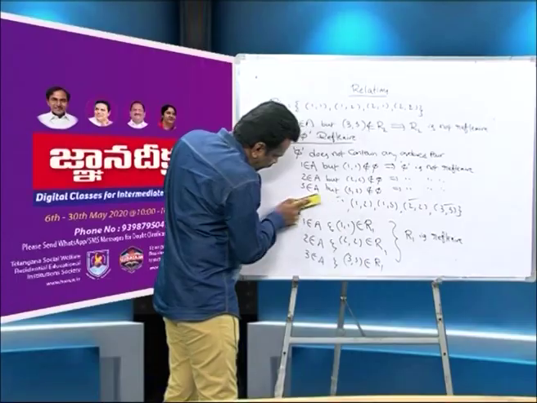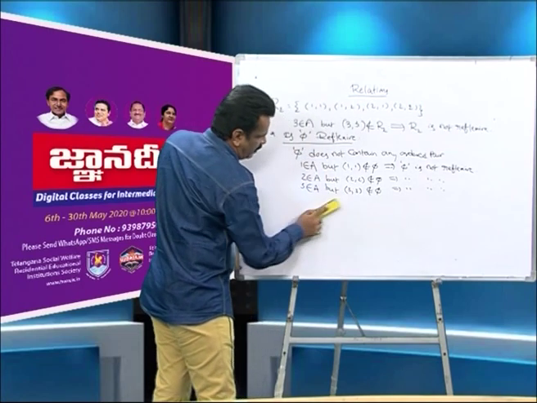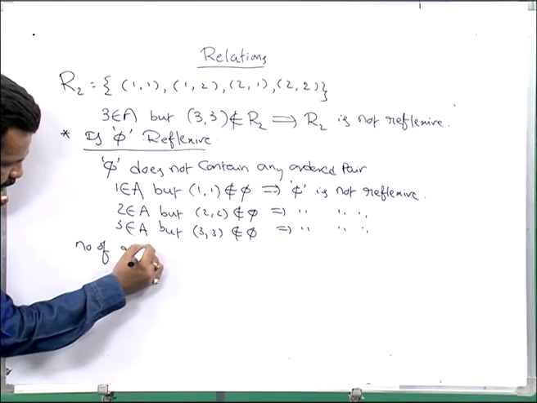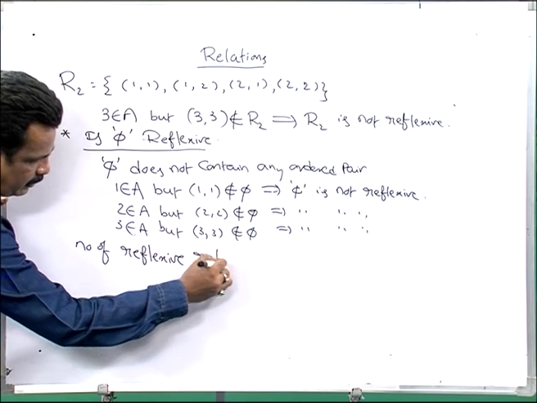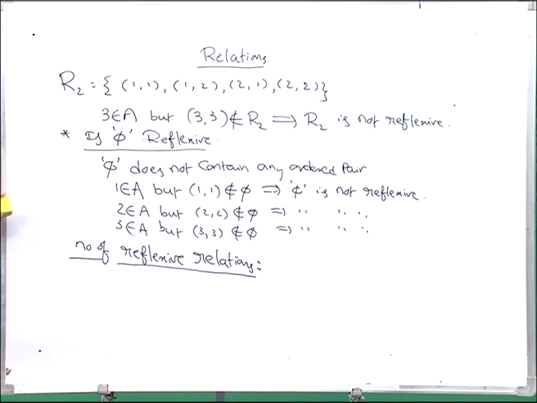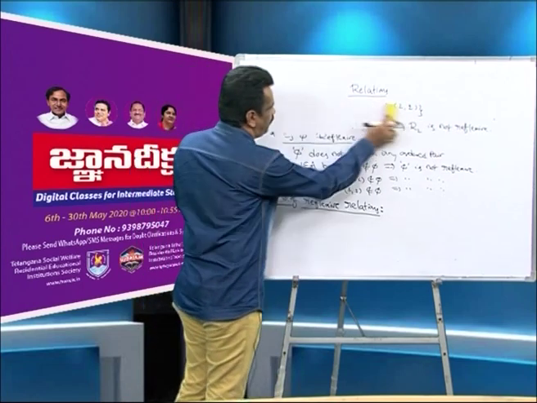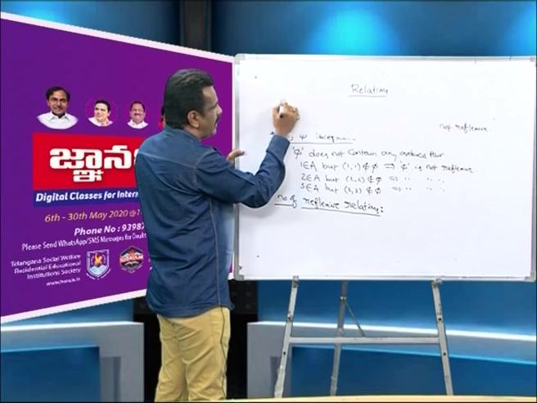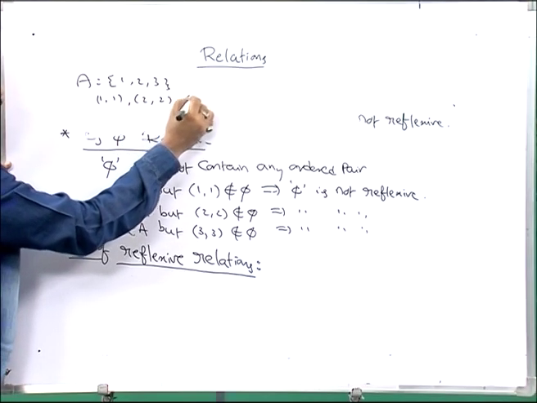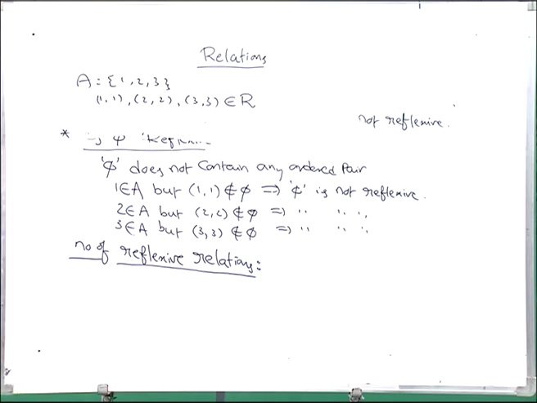Next, we discuss the number of reflexive relations. To identify the number of reflexive relations, first let us identify the nature of a reflexive relation. According to the reflexive relation, suppose A has 1, 2, 3; then 1 comma 1, 2 comma 2, 3 comma 3, these three must definitely be in R, then only the relation can be made reflexive.